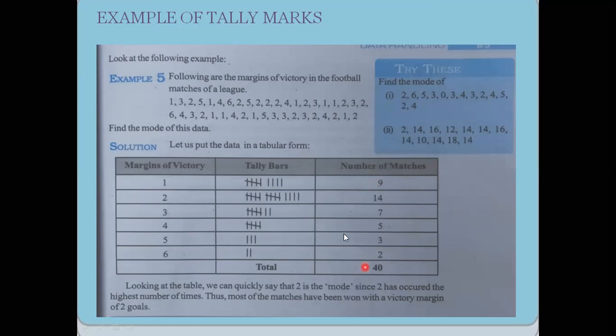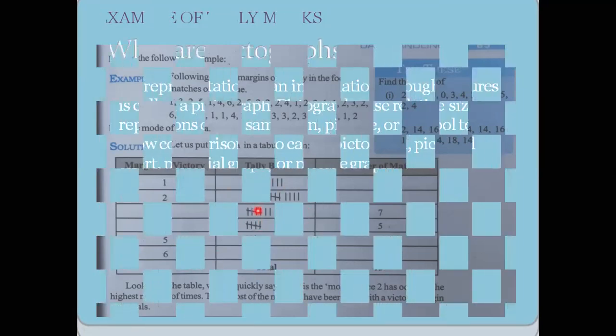And now how will you represent this data in tally? So 9: this is one group of 5, 1 2 3 4, and if you draw it like this, and this is 5, and here 1 2 3 4, that is 9. In this way you will draw. Next 14: 5 plus 5 is 10, and again 4. 7 means 5 plus 2. Then 5, and 3 is 1 2 3, and 2. So like this you will represent the tally. In this way you will show the data in tally.